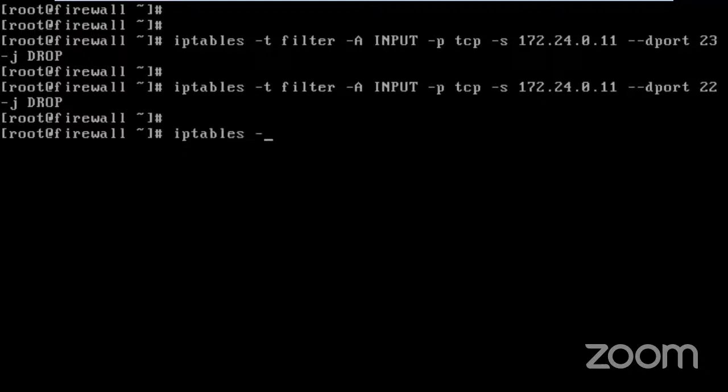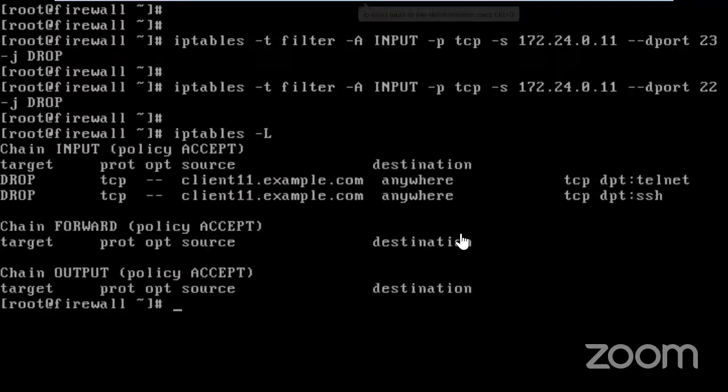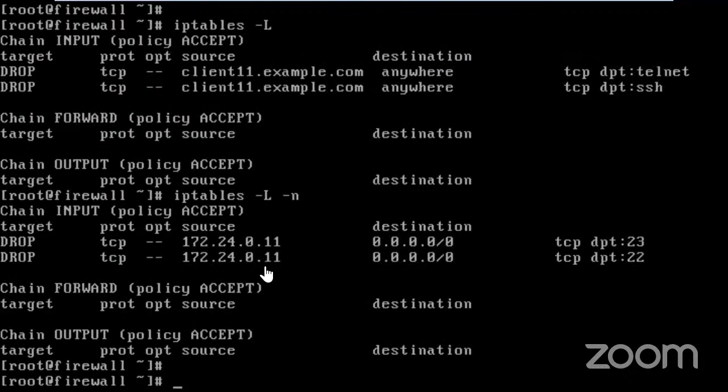I want to check how many rules I have written. So what is the command? iptables -L, list. So it is going to show you the rules that we have already written. But please remember what it is showing. Instead of showing the IP addresses, it is showing the names. So we can modify this command with -n, meaning no DNS. So now it is going to show.